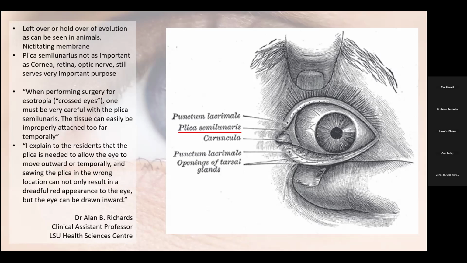I explained to the residents that the plica is needed to allow the eye to move outward or temporally, and sewing the plica in the wrong direction can not only result in a dreadful red appearance of the eye, but the eye can be drawn inwards. So the surgery to correct the cross eyes can actually make it worse if the surgeon doesn't do the surgery right. That's all very well and good, but what exactly does it do?